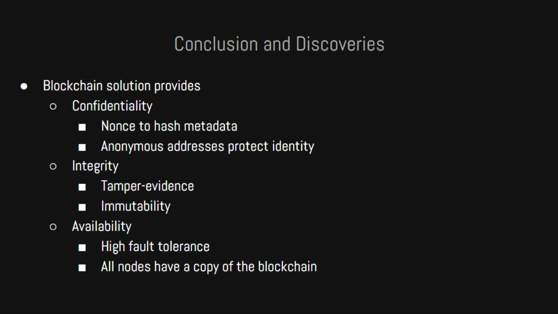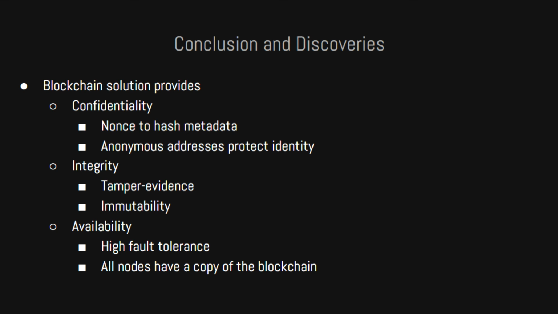In a usual blockchain implementation, we would simply be recording the fact that the events occurred, and we wouldn't be storing any data on the blockchain. But for now, our main measure of securing confidentiality is by using a nonce to hash the metadata, which produces pseudo-randomness. And the fact that anonymous addresses will protect the identity of patients is another aspect of our confidentiality, because no associations can be made between patients and their data.